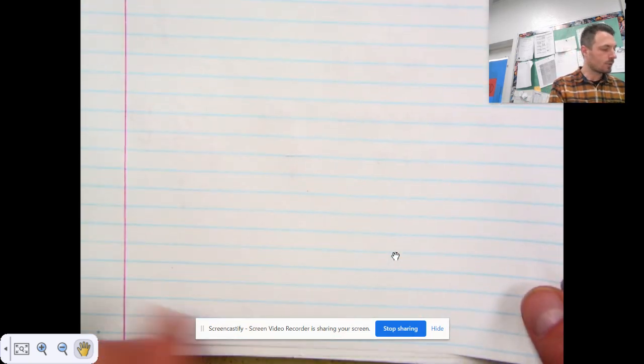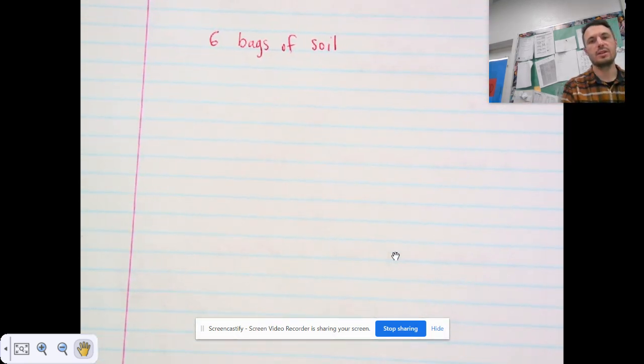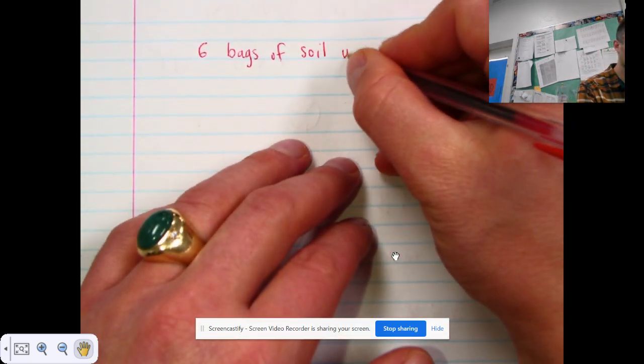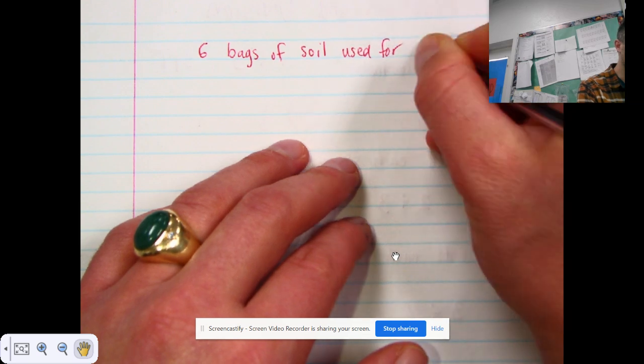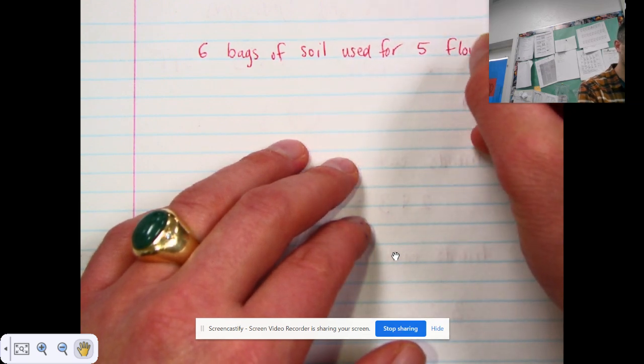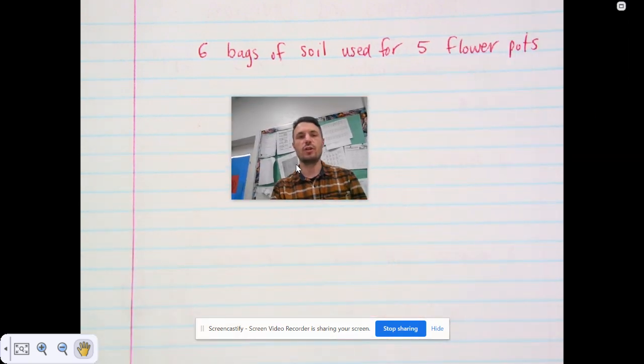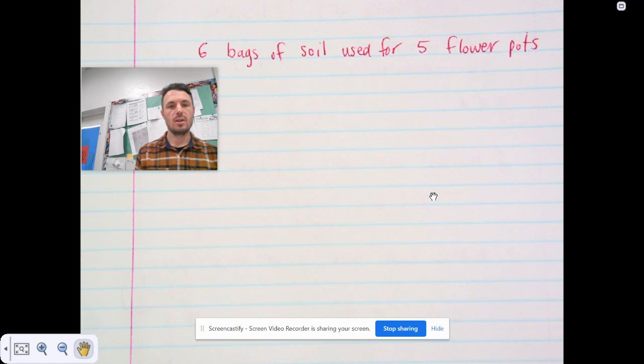Let's do a few more examples together. Let's say we have 6 bags of soil. There we go. 6 bags of soil. And they're used for 5 flower pots. 6 bags of soil are used to fill 5 flower pots. So how much of a bag of soil does each flower pot get?